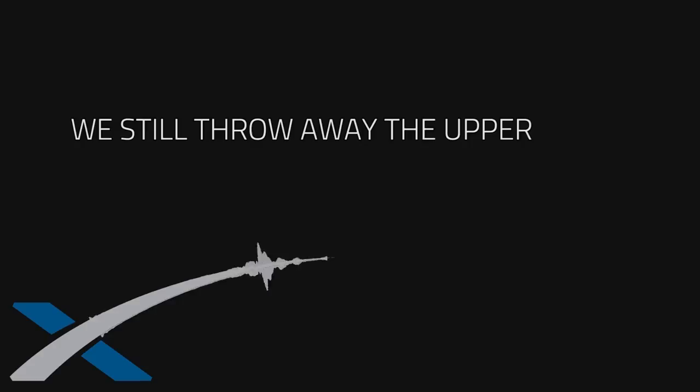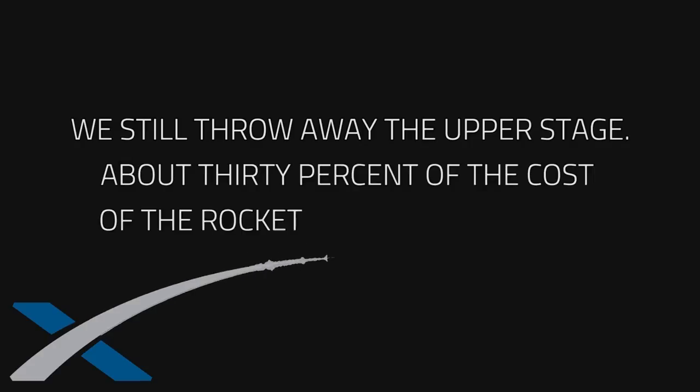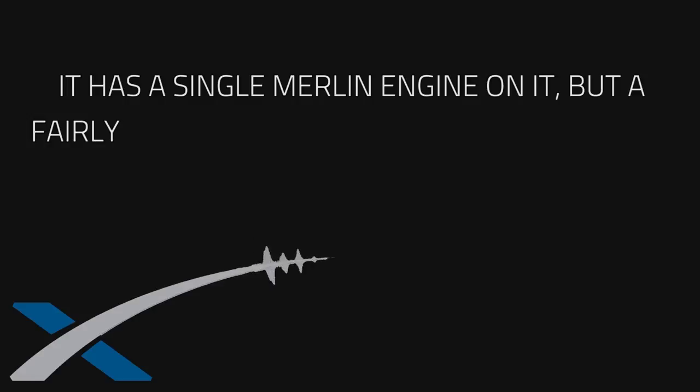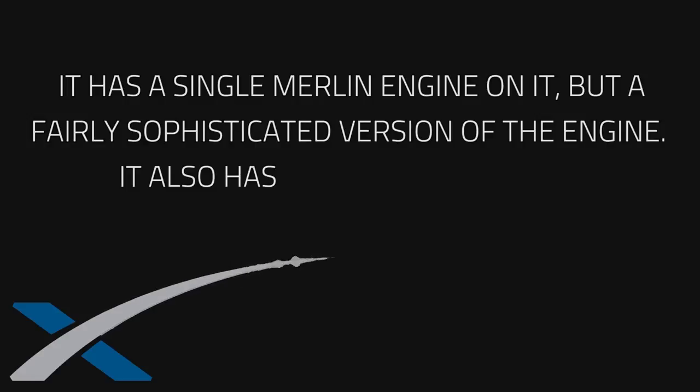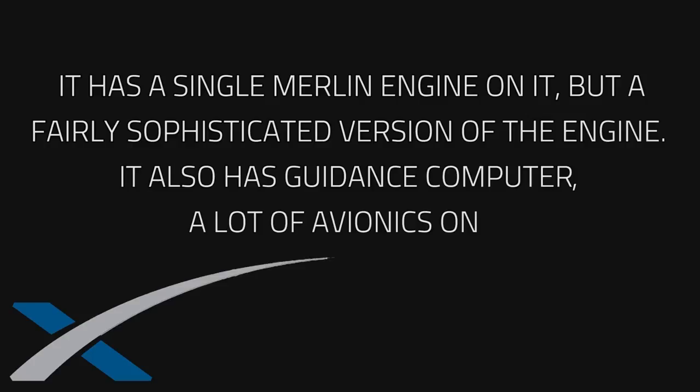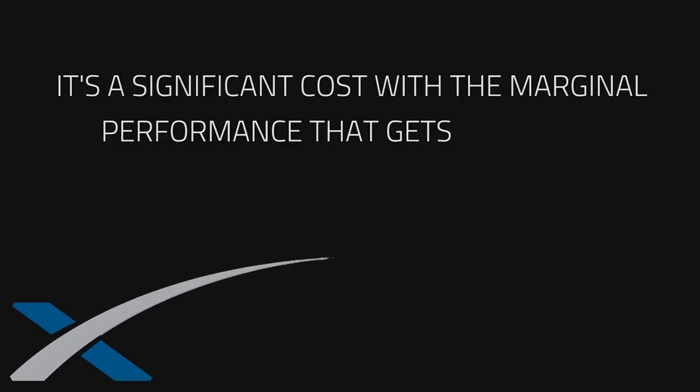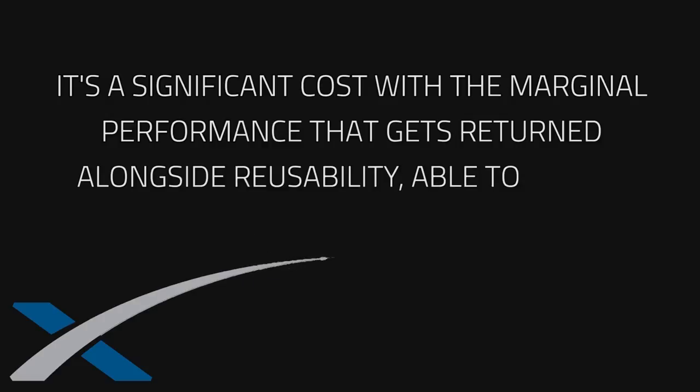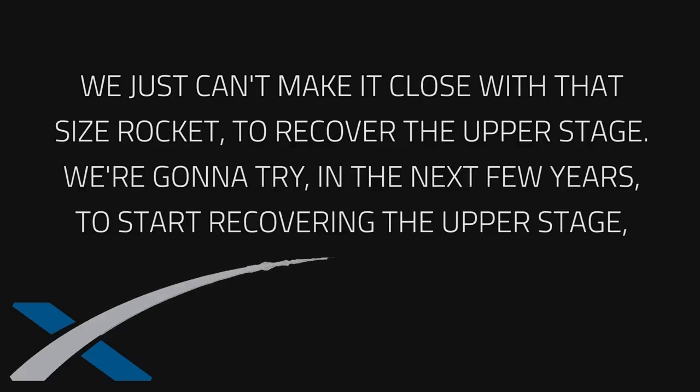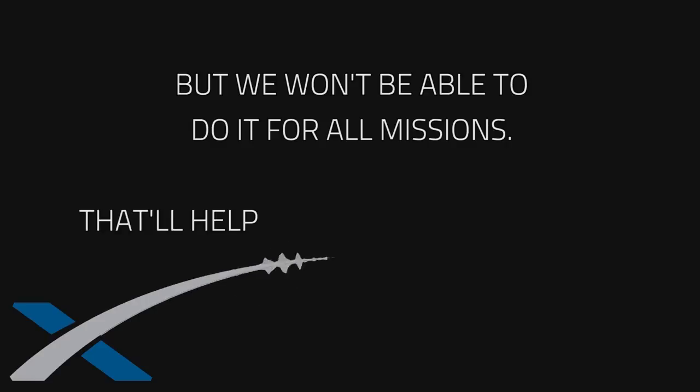We still throw away the upper stage. About 30% of the cost of the rocket is that upper stage. It has a single Merlin engine on it, but a fairly sophisticated version of the engine, and also has a guidance computer, a lot of electronics on it. It's a significant cost with the marginal performance that gets returned to launch site reusability, being able to throw some of the biggest satellites. We just can't make it close with that size rocket to recover the upper stage. We're going to try in the next few years to start recovering the upper stage, but we won't be able to do it for all missions. That'll help reduce the cost quite a bit.